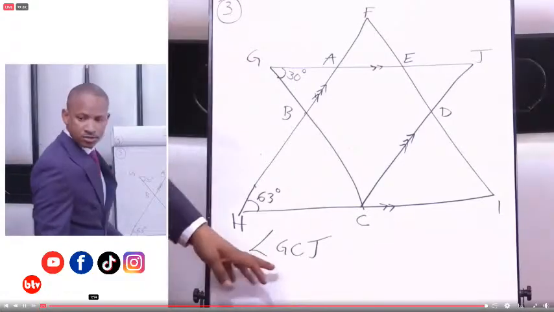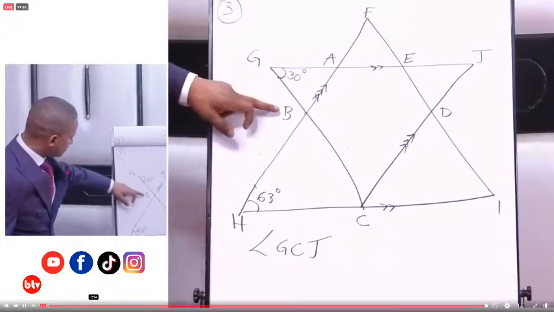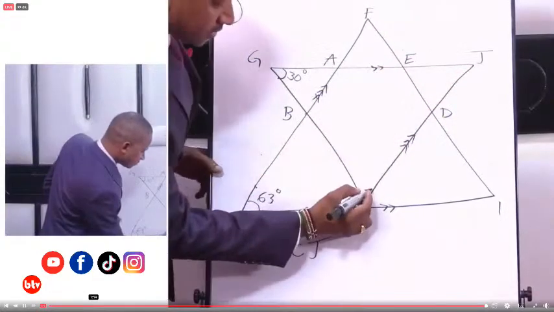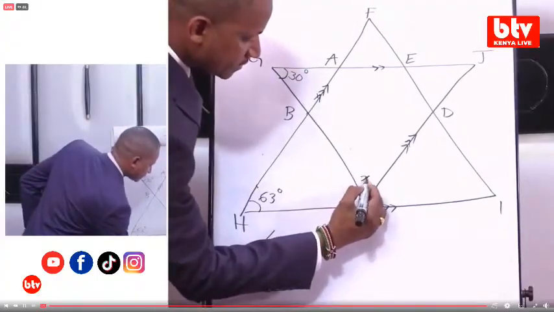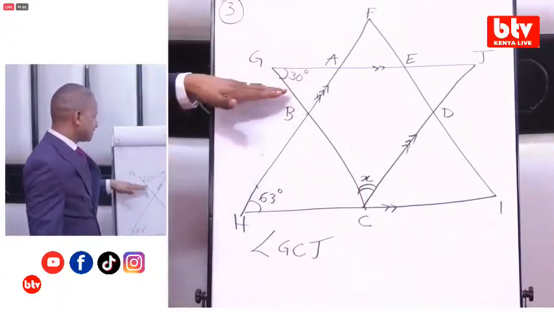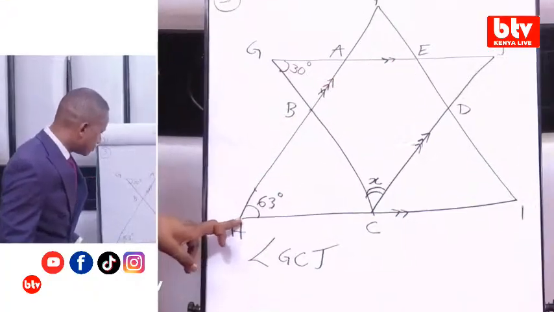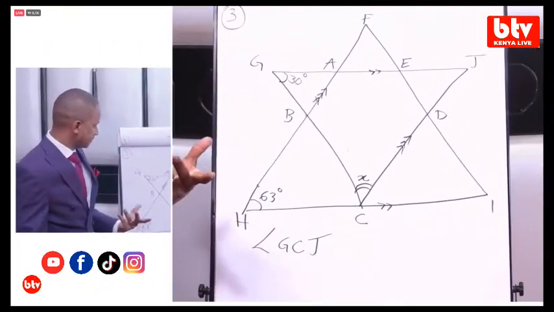Now, angle GCJ, this is the angle that we want. So let's name it angle X. Class, you are told that GJ is parallel to HI. What do you know about parallel lines?